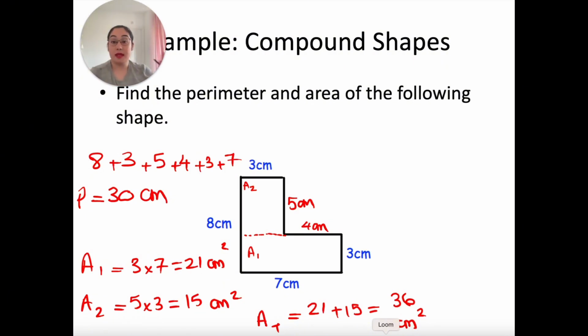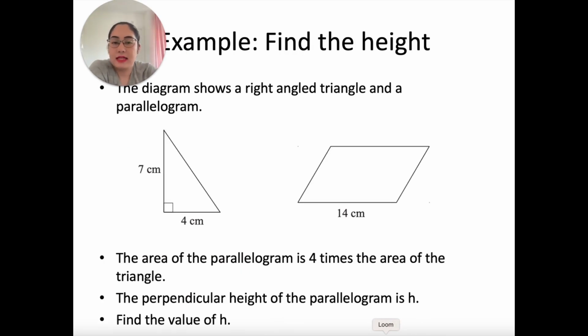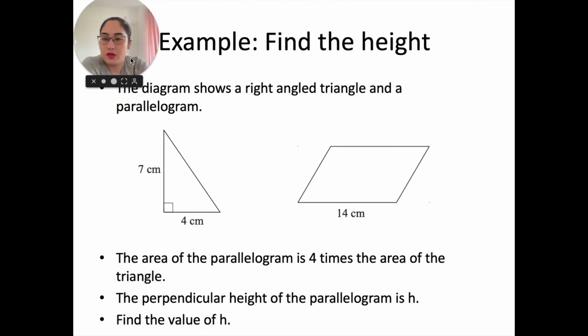So any compound shape you get, to find the area, you split it into shapes that you know the formula for the area of, and then find the areas separately and then add them together. Right, let's look at this one. Slightly harder question, but a GCSE question.